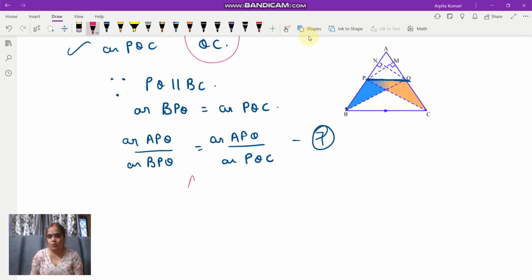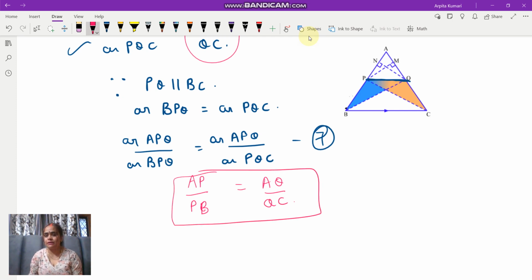So from the two results we can conclude that AP by PB is equal to AQ by QC. It means when a line PQ is drawn parallel to one side of a triangle to intersect the other two sides in two distinct points P and Q, it will divide the two sides in the same ratio. So this is what the basic proportionality theorem is.